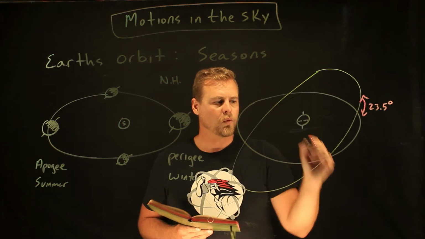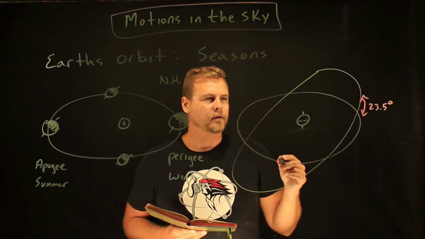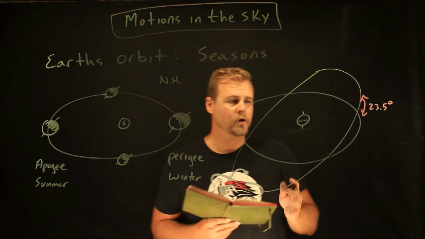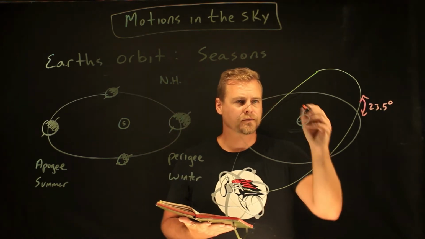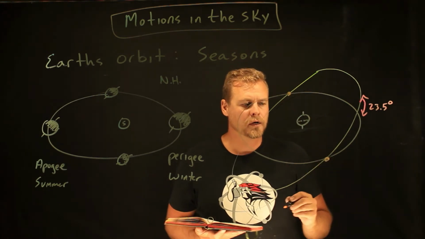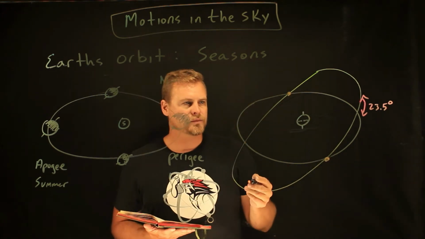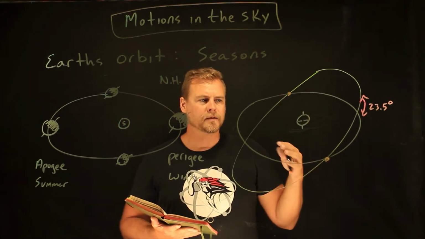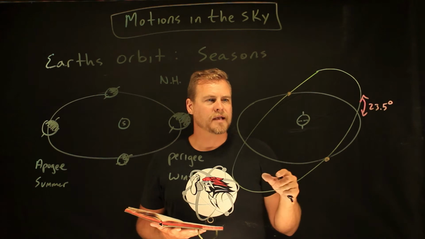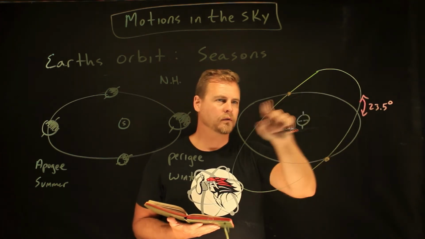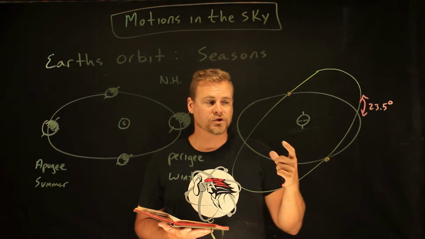Now, there's 4 points on this that help us understand our equinoxes and our solstices. So we'll talk about the equinoxes first. So this point right here and this point right here are not only times in the year, but they're also locations in the celestial sphere, exactly where the ecliptic and the equatorial lines match up.